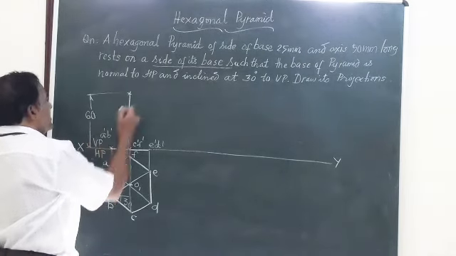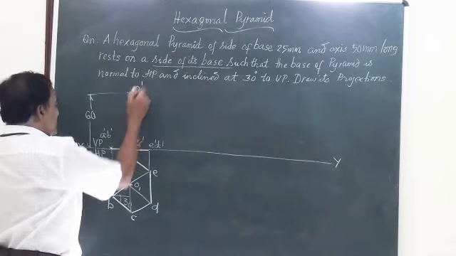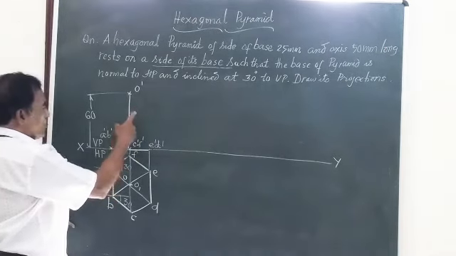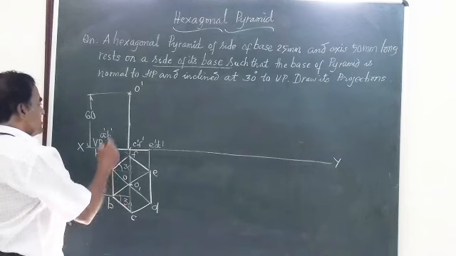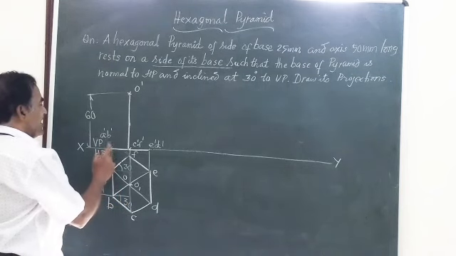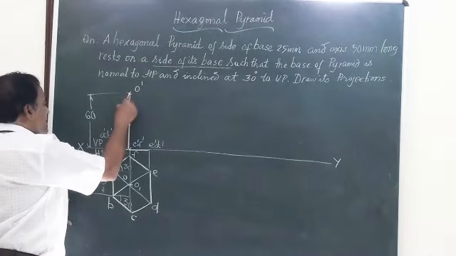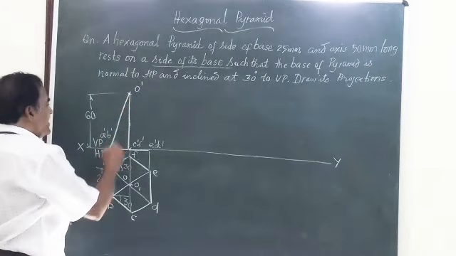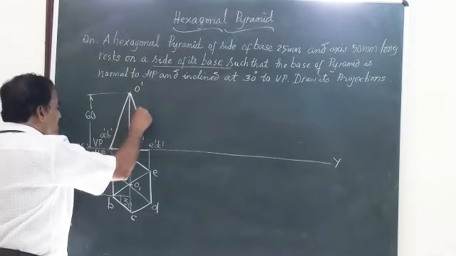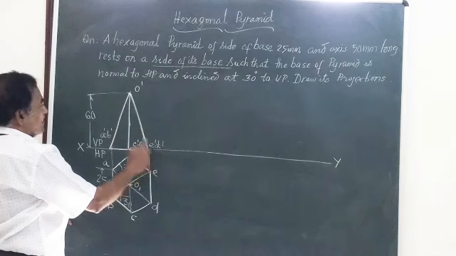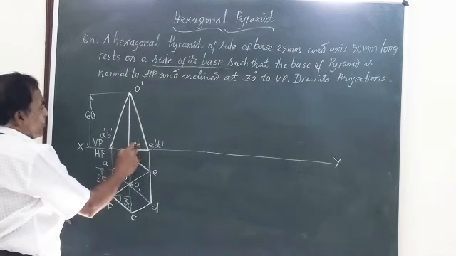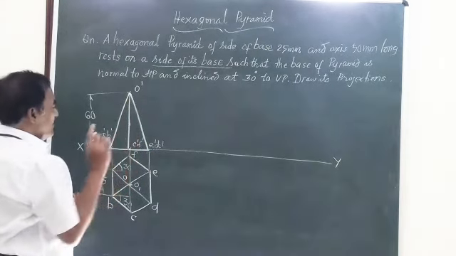This is the height of the solid. This is O dash, the vertex of the solid. I join this vertex to all the corners. So this point represents A dash B dash. So I join O to A dash, O to B dash, O to E dash, O to D dash. This O dash C dash and O dash F dash.